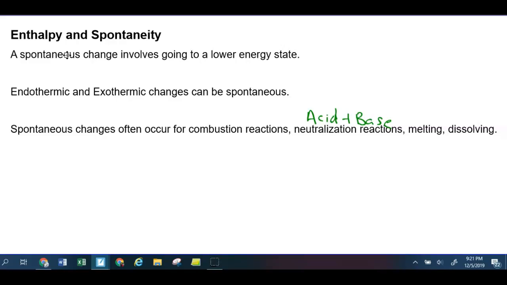Endothermic and exothermic reactions can both be spontaneous. Spontaneous changes often occur for combustion reactions. I expect that you know a combustion reaction for this course is a hydrocarbon plus oxygen yielding carbon dioxide and water. A neutralization reaction is an acid plus a base forming a salt and water. Melting is going from a solid to a liquid, and dissolving is going from a solid to an aqueous.